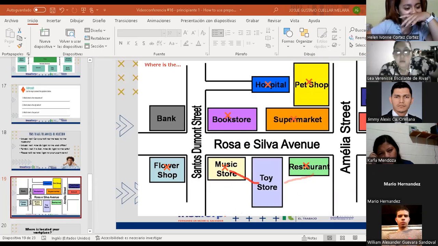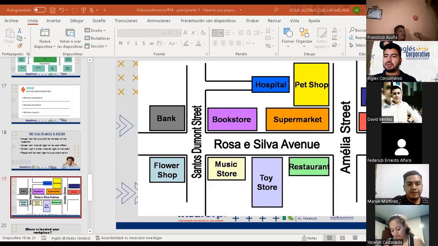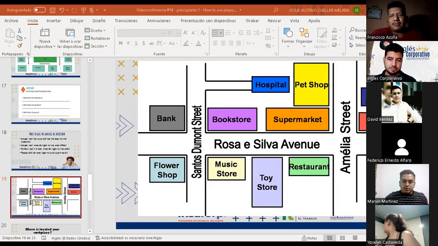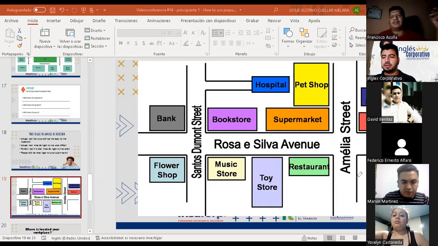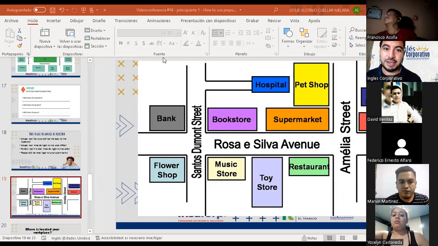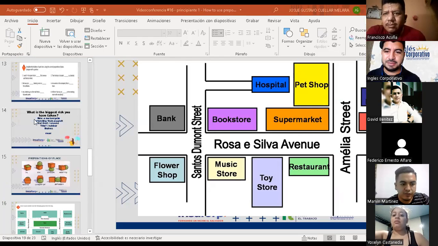Bueno, le voy a preguntar a alguien más la última. Vamos con Flor. Flor, where is the fast food restaurant? The fast food restaurant is next to school, on Amelia Street. Thank you. Very nice. Bueno, ya saben cómo dar por lo menos la ubicación de estos lugares, que es muy importante. Okay. Now let's continue with this.